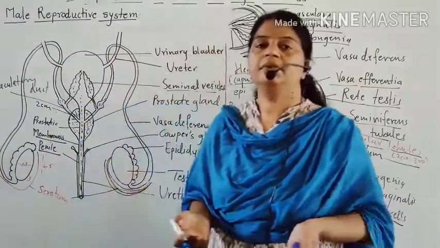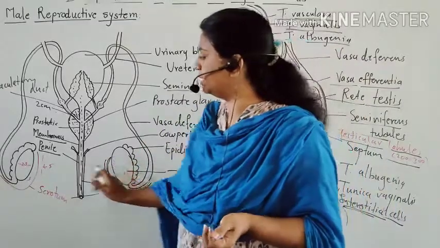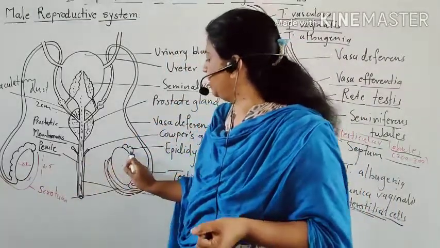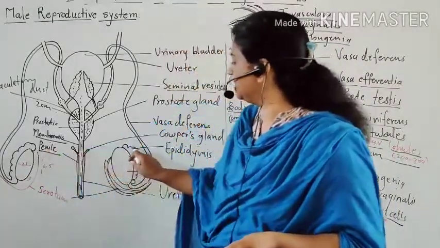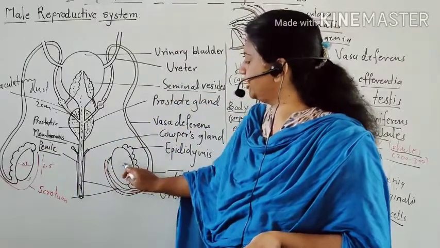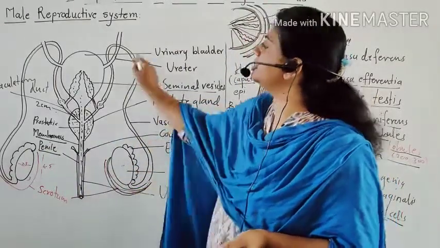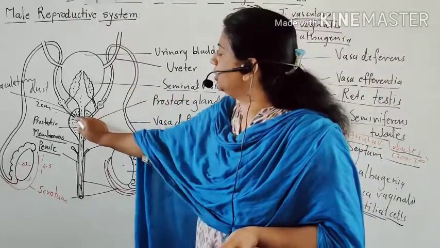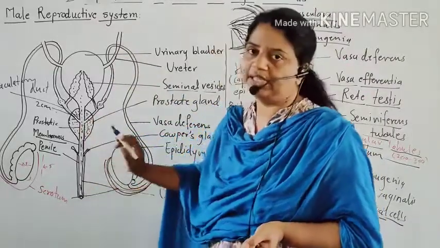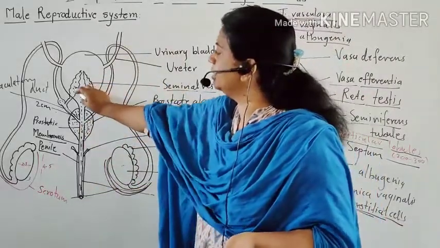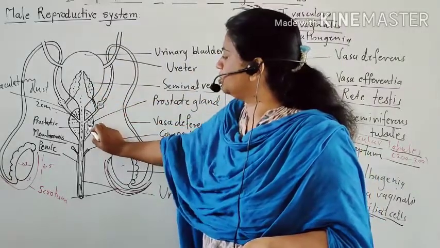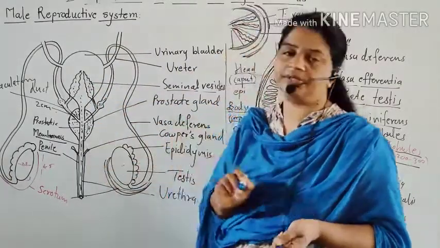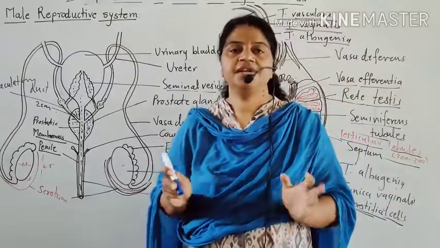Some paired and some unpaired parts. Paired parts: testes, epididymis. This cap-like structure is called the epididymis. This is the testes. Then vasa deferens, ejaculatory duct, and a single urethra. And there are 3 glands: seminal vesicle, prostate gland, and this is the corpus gland. These are the 3 accessory glands.